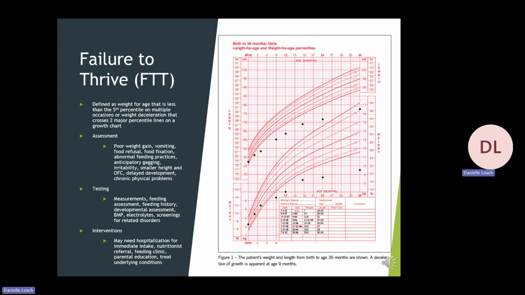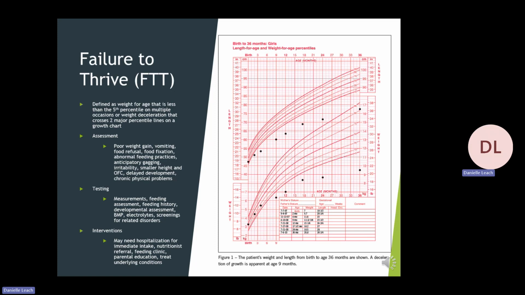So testing for this, measurements, plotting on growth charts, doing a feeding assessment and feeding history, developmental assessment, BMP, checking their electrolytes, screening for related disorders. So sometimes kids will have problems with some of these things, like the food refusal or anticipatory gagging, when they have things like sensory problems, which can go along with things like autism. So it doesn't necessarily even have to be a physical disorder.